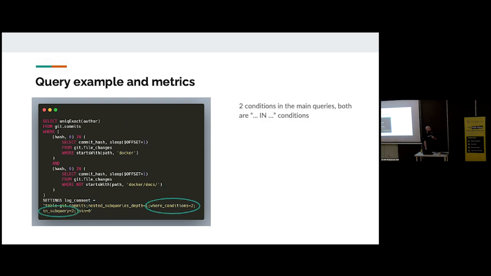Then I had the number of where conditions in the main query, only on the main query. And both of them are looking for a commit hash inside a subquery. So I have 2 in subquery, and that's my third metric. And the last one is join. It can be left outer join, global join, whatever join you mean. In that query, I don't have them, but there are some queries that I use with them. So those are my different metrics.